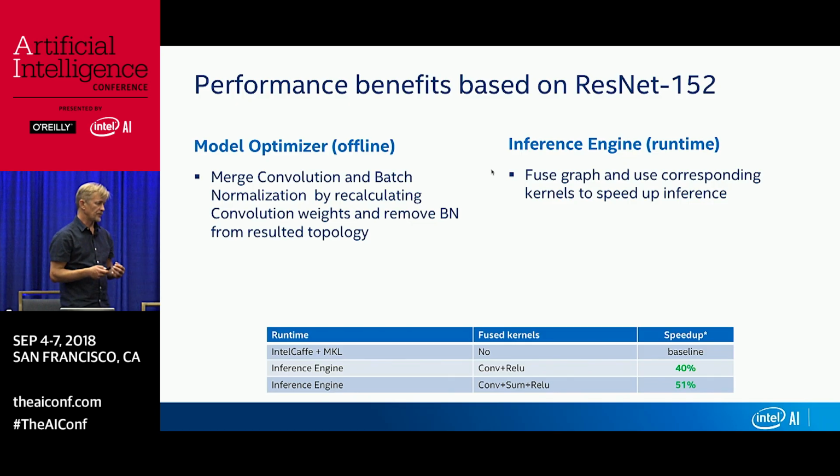So we measured the performance of this approach against a baseline, let's say a not fused at all topology. After fusing convolution plus ReLU plus batch normalization elimination, we got 14% better performance on the ResNet 152 topology. And after fusing convolution plus sum plus ReLU, we got an additional 11% of performance compared to the baseline performance.